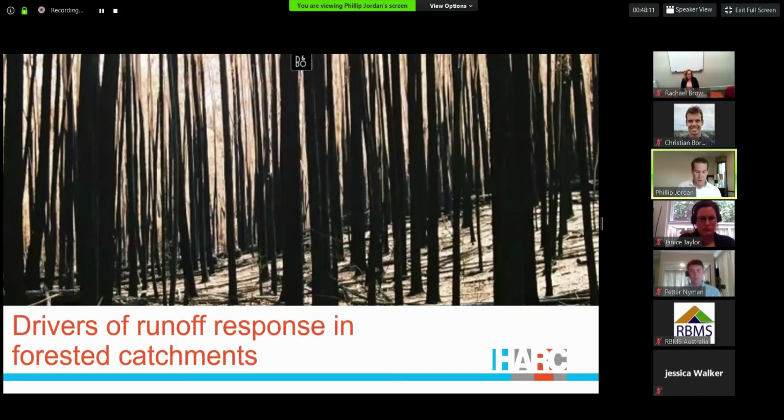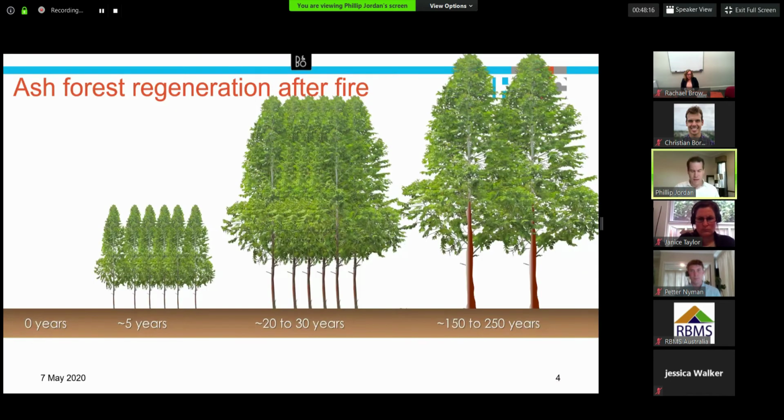Firstly, drivers of response in forested catchments. About half of Melbourne's forested catchment area is covered by mountain ash forest and other ash species forests, the remainder mainly being mixed species eucalypt forest or drier eucalypt forest. When the wetter ash forests are burnt by a high severity bushfire, the trees are all typically killed. And so what you get is this sort of response. The 0 years shows a removal of all of the trees by an intense wildfire and an intense bushfire.